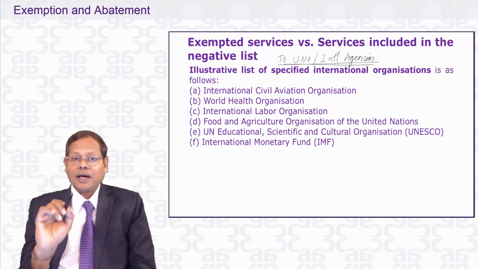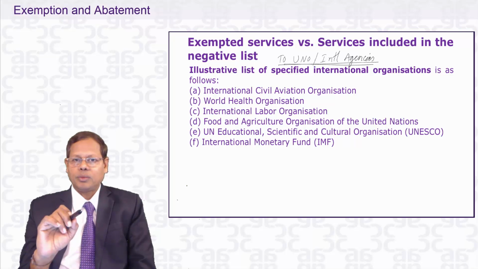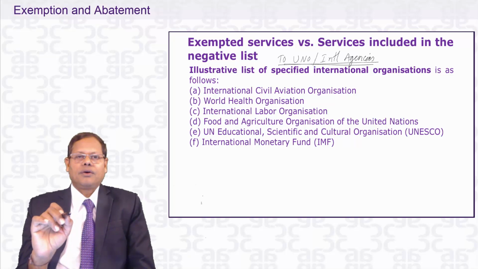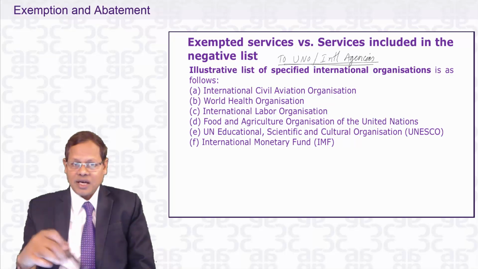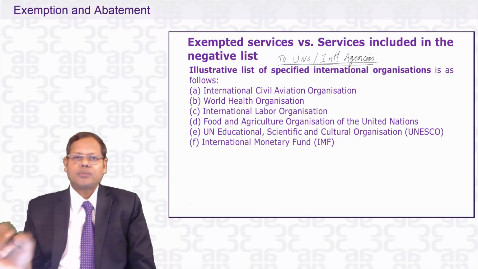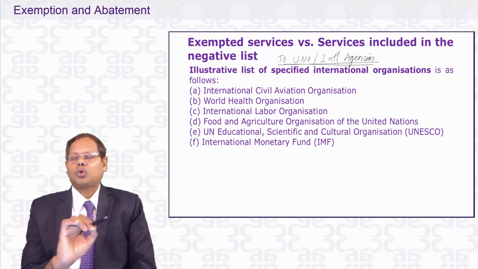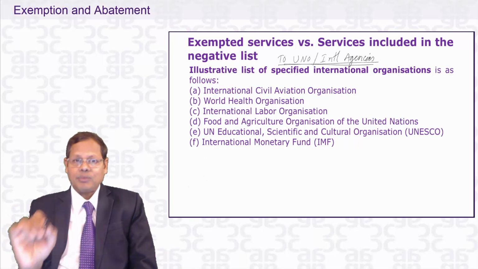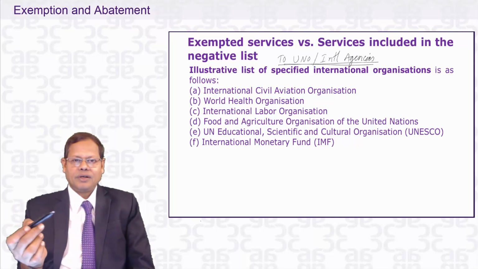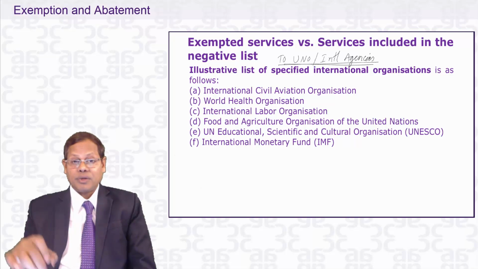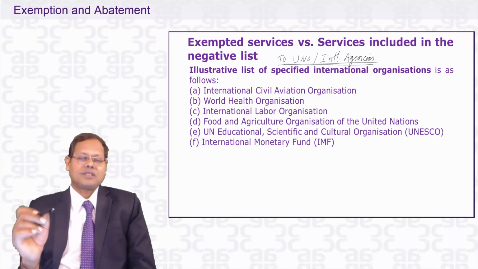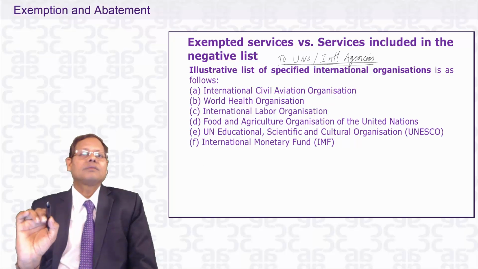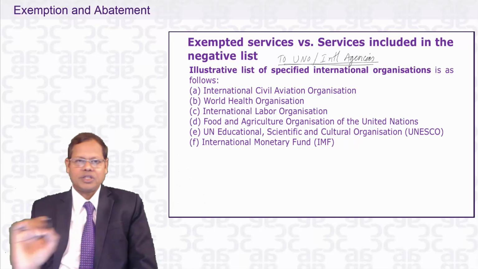Number two, in the negative list we have already seen, do you remember, under section 66D, clause C, services provided, as a service provider, by foreign diplomatic missions. Totally different. Foreign diplomatic missions are embassies, foreign ambassadors representing their countries, consular offices. They are representatives of different countries, American embassy, British embassy, etc. So whatever services they provide are under the negative list, not subject to any charge.